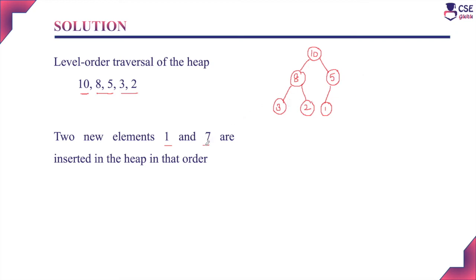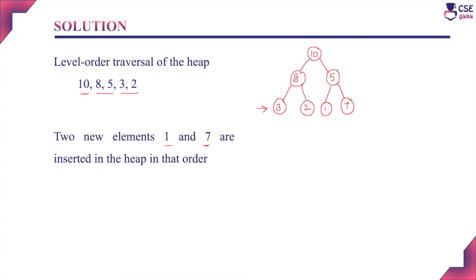Next, insert the element 7. So, here if you are considering, the nodes will be filled from left to right. So, the next element 7 will occupy the right node of 5. So, after insertion, check the max heap property.